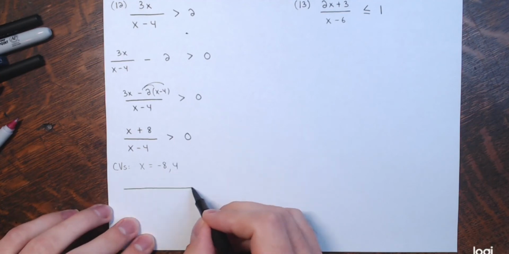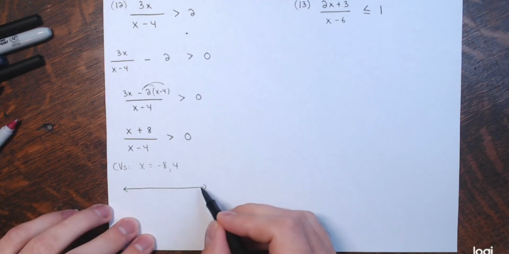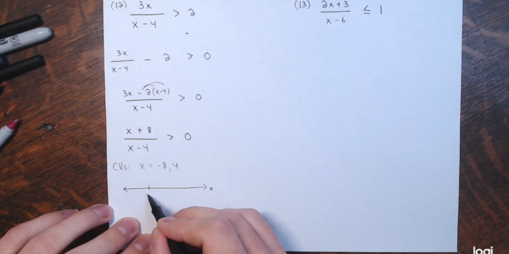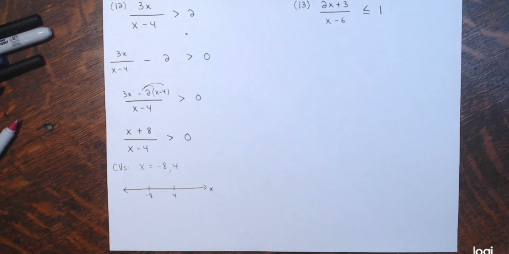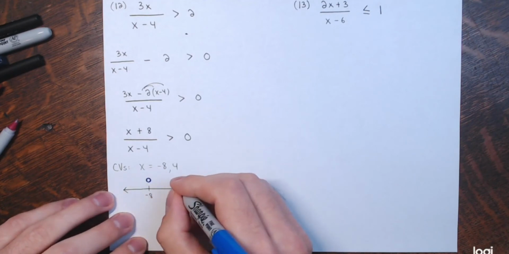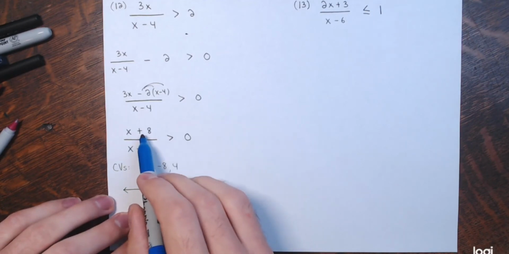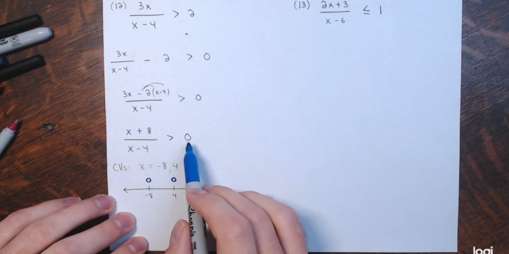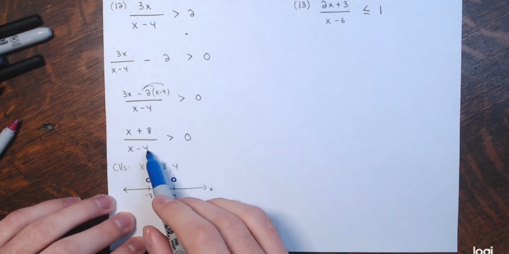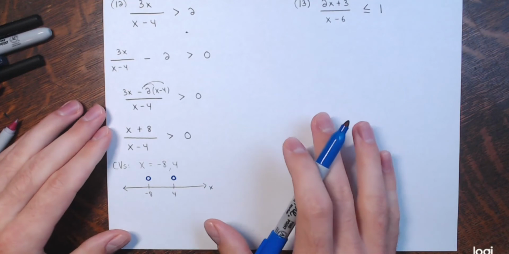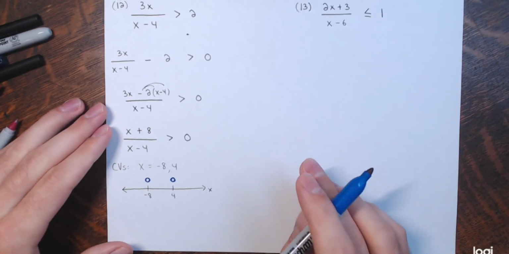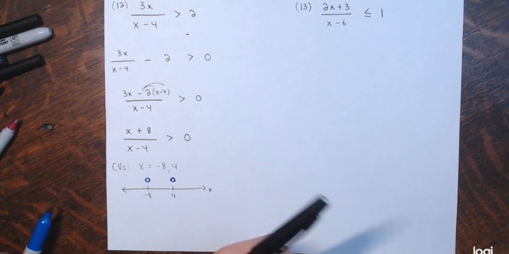I mark these off on a number line. -8 would be to the left of +4. Neither one would be a solution. Open points, right? If you plug in -8, you have 0 is greater than 0, which is false. You plug in 4, you get a denominator of 0. And then I start plugging in values. Now I'm going to talk this one out here. Alright, you test values. I should write it, I guess.